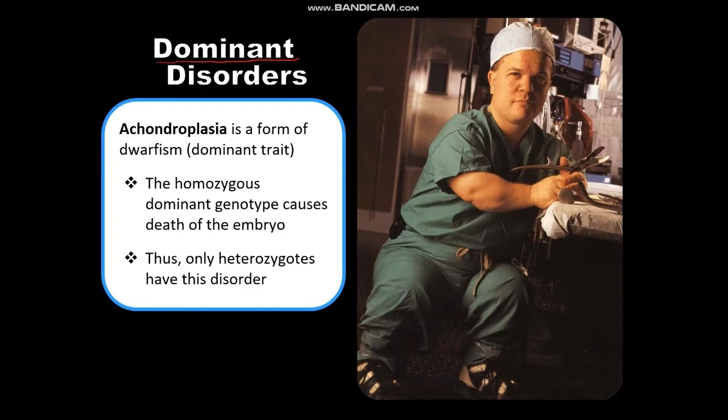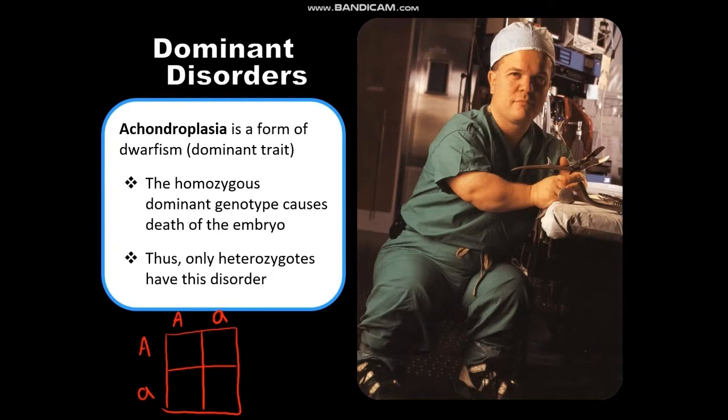So, if two people with achondroplasia go to a genetic counselor and they say, we want to have some kids, what are the odds that we are going to have offspring that also have this condition? Well, the genetic counselor will say, okay, Mr. and Mrs. Smith, you are both heterozygous for this condition. The reason why will be obvious in a moment.